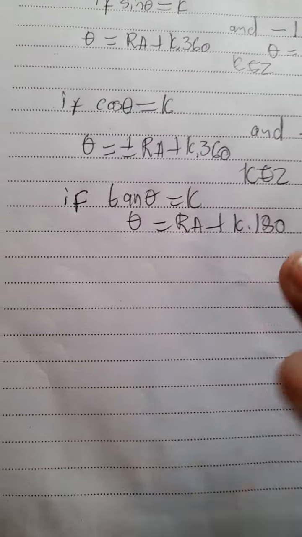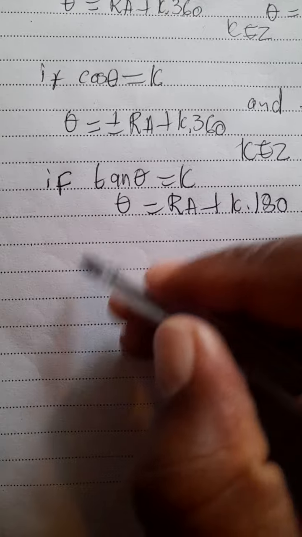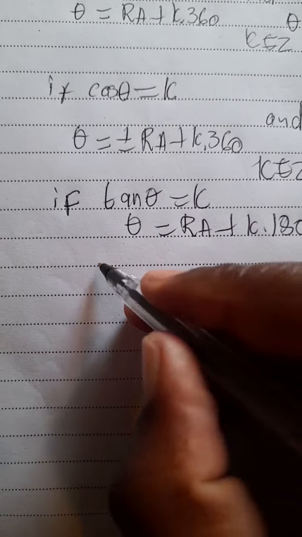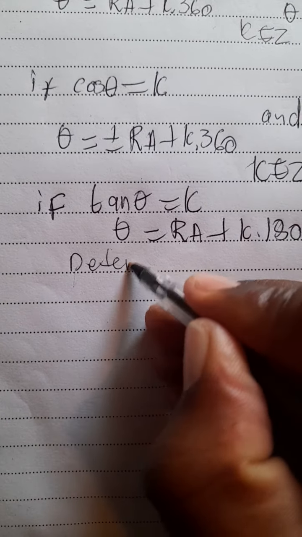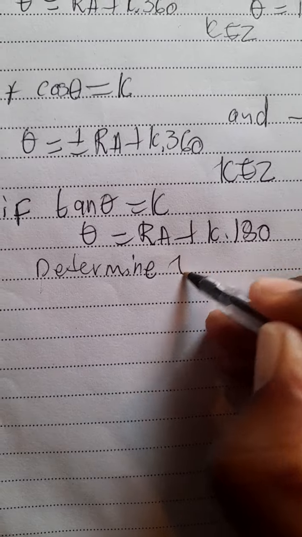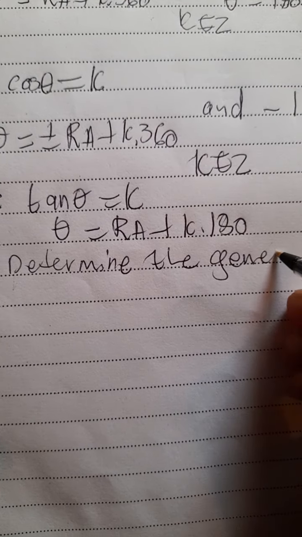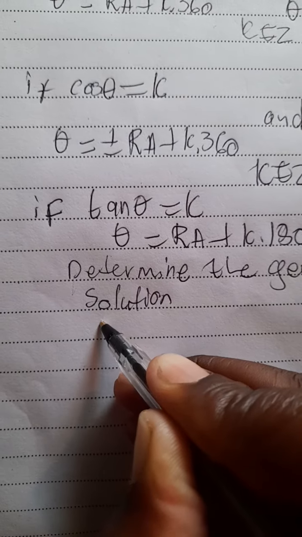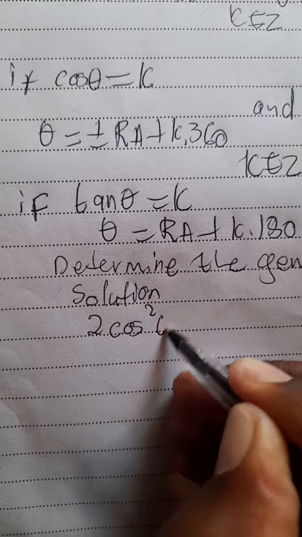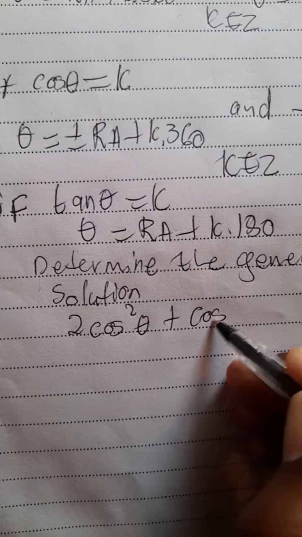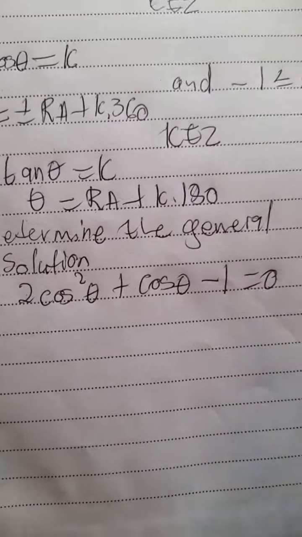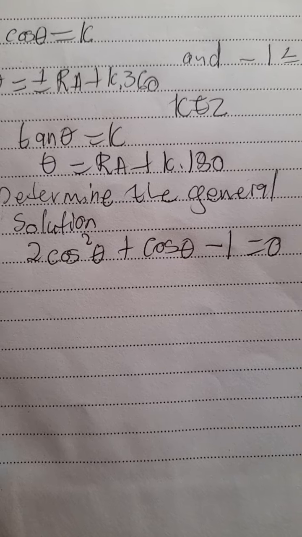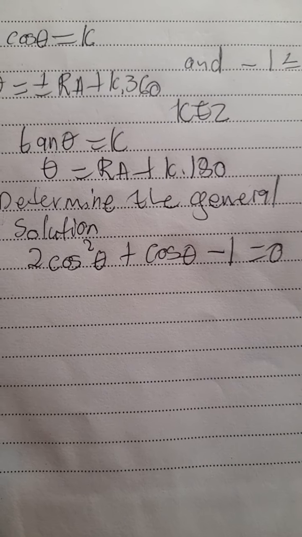So let's say you are required, and in this video we are going to work with a general solution that requires a factorization. Let's say they say determine the general solution of 2 cos squared theta plus cos theta minus 1 equated to 0. Such a general solution requires a factorization. It's very important to know factorization in this case.